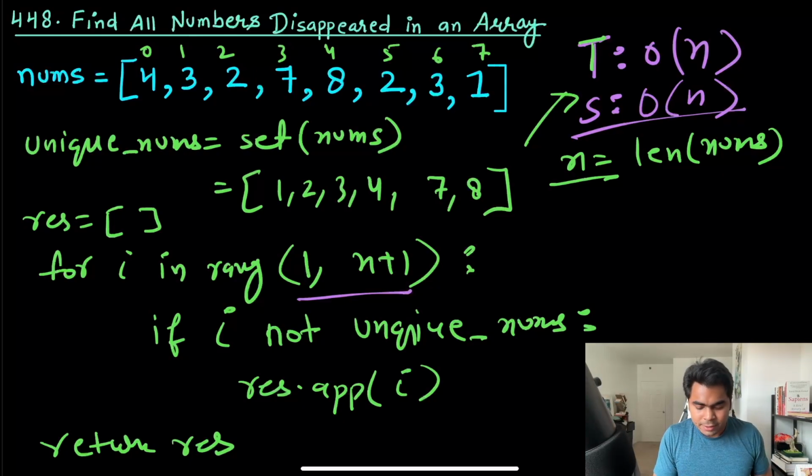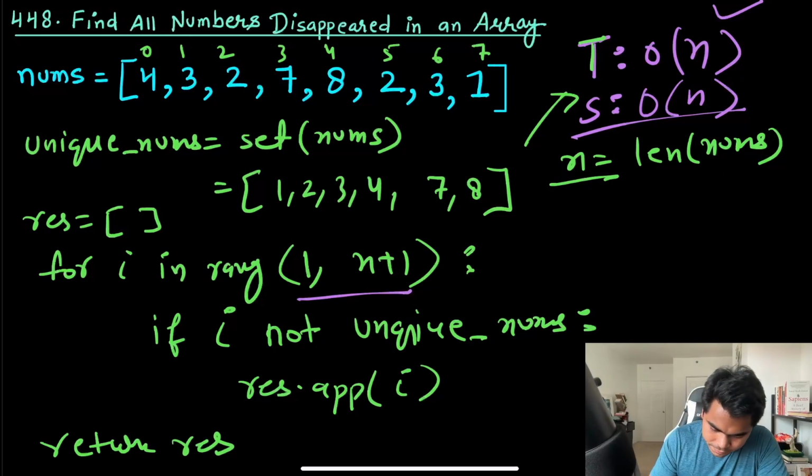So can we do better? Although we will, because this time complexity of n is great, that's the best you can do if you have to see all these numbers. But for space complexity, we can definitely bring it down to a constant space complexity. So how do we do that? So let's move to a more optimal solution.